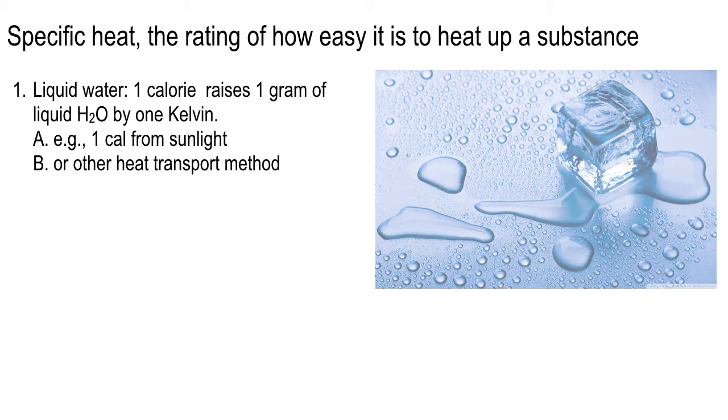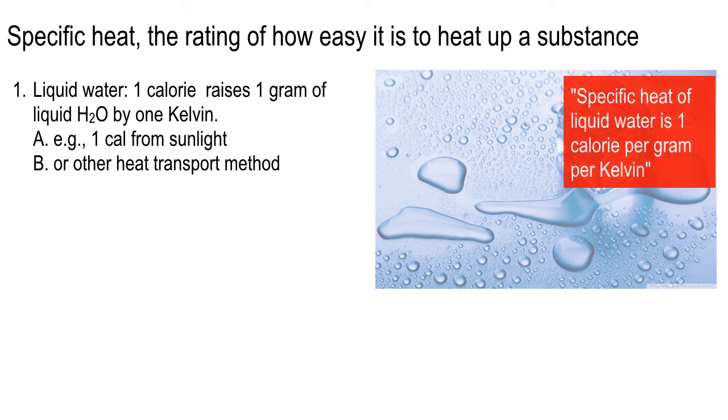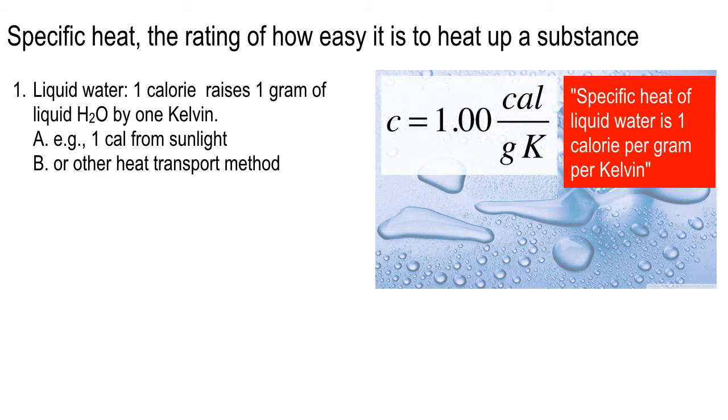So what you would say for liquid water is this: the specific heat of liquid water is 1 calorie per gram per Kelvin. The way that you would write that down in a little equation is C equals 1.00 calorie per gram Kelvin. Now, some websites and textbooks will have calorie per gram degrees Celsius, but a degree Celsius and a Kelvin are the same. All right, so that shouldn't be an issue.